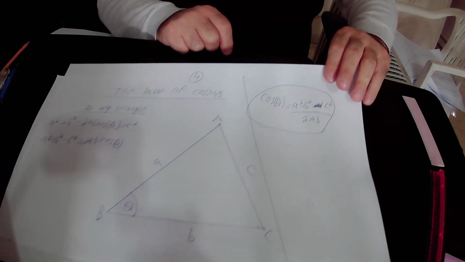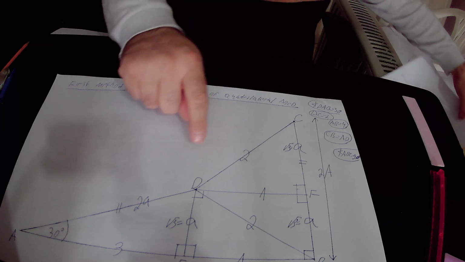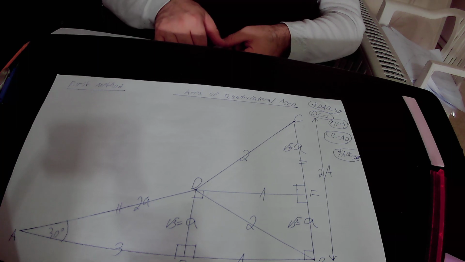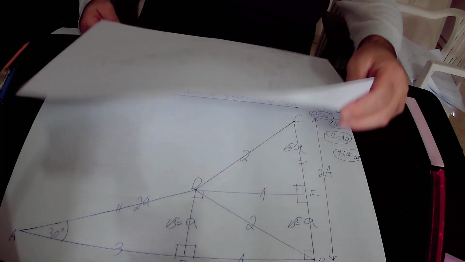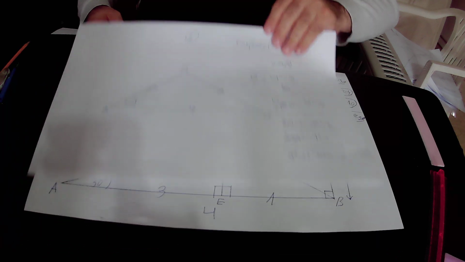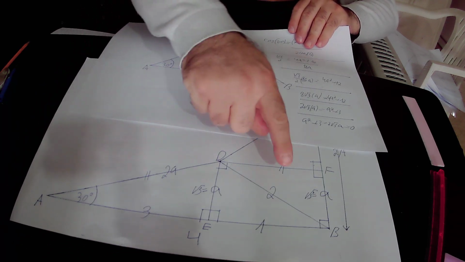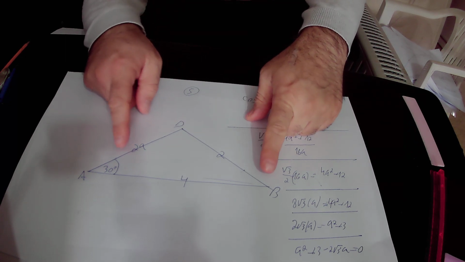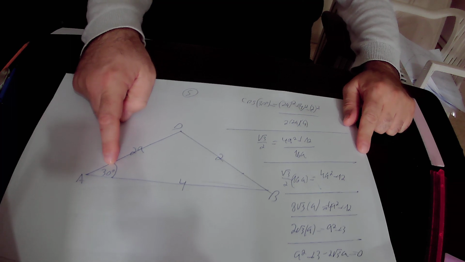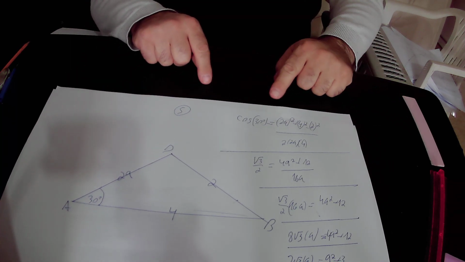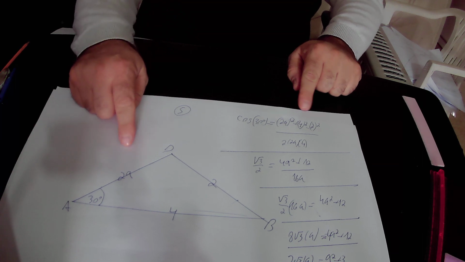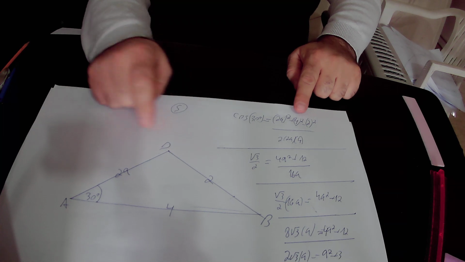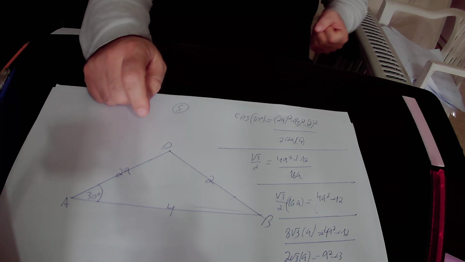We implemented the law of cosines in our triangle ADB, so I copied the triangle onto a new page. This triangle is triangle ADB. We know that AD equals 2A, DB equals 2 units, and AB equals 4 units. Angle DAB equals 30 degrees. According to the law of cosines, cosine 30 degrees equals (2A) squared plus 4 squared minus 2 squared over 2 times 2A times 4.